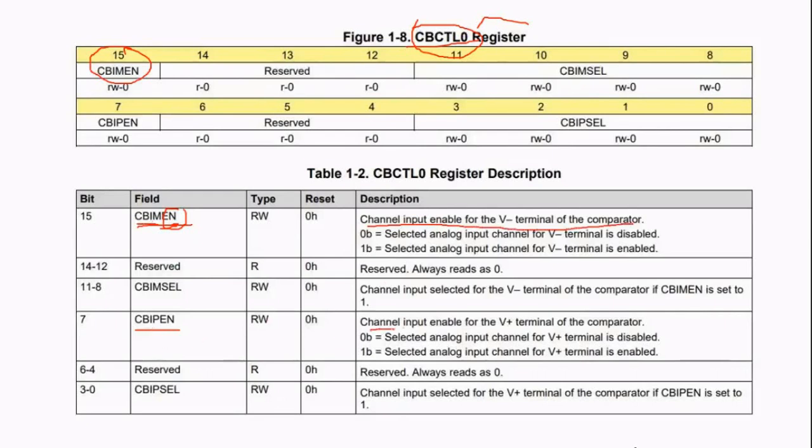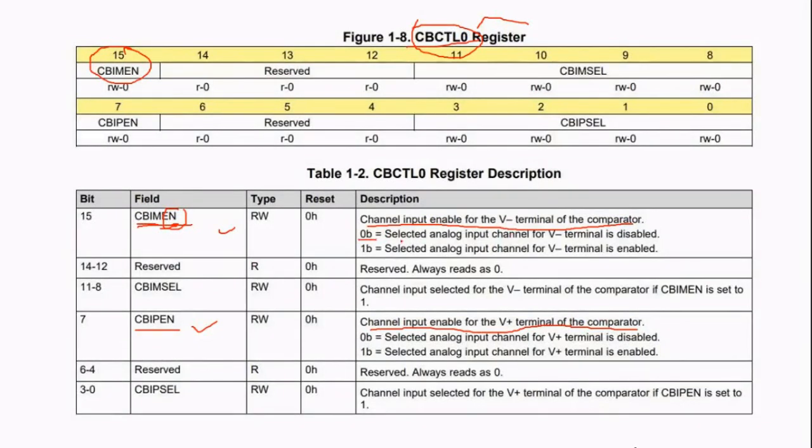CBIPEN means channel input enable for the V plus terminal of the comparator. So it is used for the non-inverting terminal, and CBIMEN is for the inverting terminal. Sorry, I mean the non-inverting terminal for CBIPEN. So CBIMEN is channel input enable.